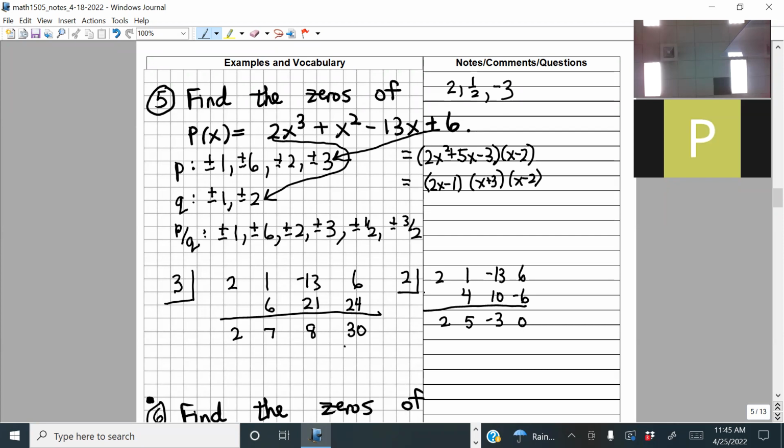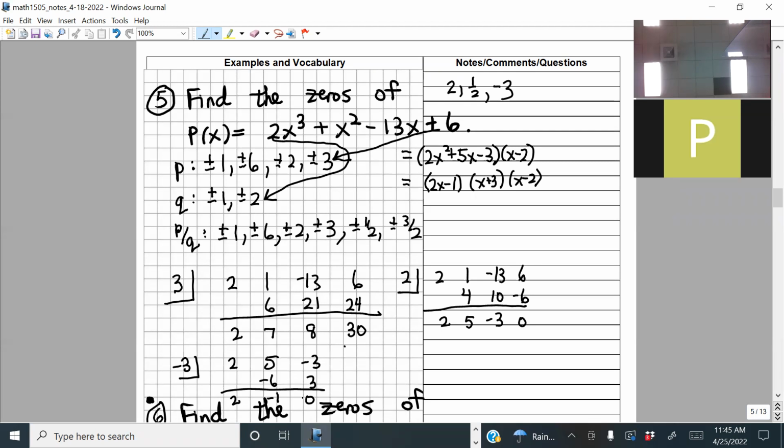My point was, once you had got down to the 2x squared plus 5x minus 3, you could have continued with your original list, trying different numbers from this list just on the 2x squared plus 5x minus 3. So you might have said, okay, now I'm going to try minus 3, and use the 2, the 5, and the minus 3, and that would work, right? Because you would bring the 2 down. Minus 3 times 2 is minus 6. This is minus 1 when you add. Minus 3 times minus 1 is plus 3. And then you would have 0.